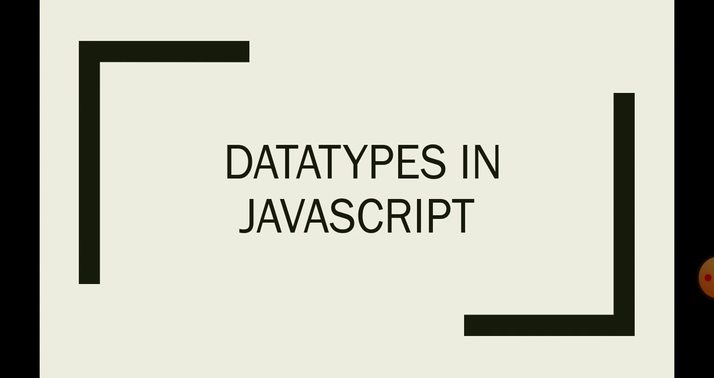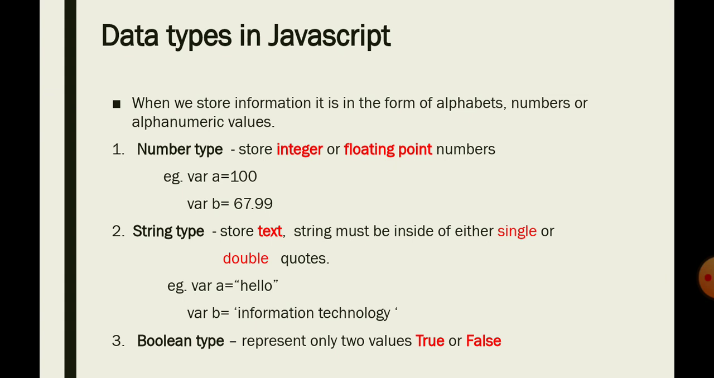First is number. Now, number can be a whole number or a decimal point number. It can be positive or negative. For storing these different types of numbers, the number data type is used. In the example, 100 is assigned to the variable a, which is an integer, that is a whole number without a decimal point, and 67.99 is assigned to the variable b, so this number is a decimal point, or you can say floating point number.